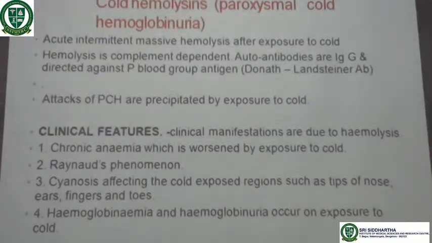These attacks of PCH are precipitated when the patient is exposed to the cold. Clinical features are due to the causes of hemolysis. You have chronic anemia, which is worsened by the exposure to cold. You have Raynaud's phenomena. You have cyanosis affecting the cold exposed regions such as tips of nose, ears, fingers and toes. Hemoglobinemia and hemoglobinuria also occur when exposed to the cold. Hemoglobinemia, presence of hemoglobin in blood. Hemoglobinuria, presence of hemoglobin in urine. What does the treatment consist of? Keep the patient warm and treat the underlying cause.